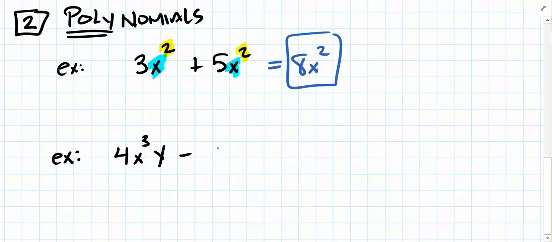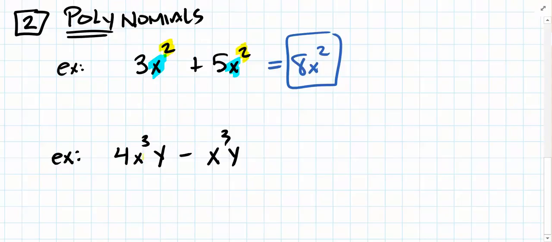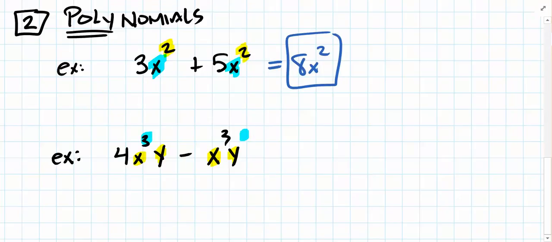minus x cubed y? Okay, can I subtract these two monomials together? I can subtract these two monomials together. Why? Because they are the same base, right? I have an x and a y, and the x is to a power of 3, and the y is to a power of 1. So these two monomials can be subtracted. So 4x cubed y minus 1x cubed y gives me a grand total of what?